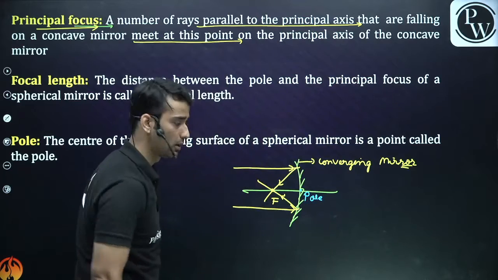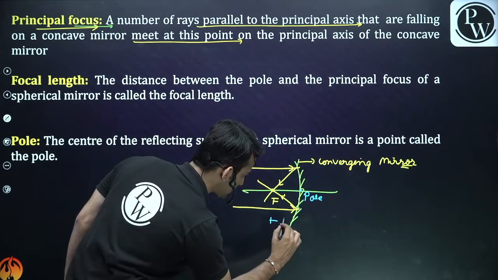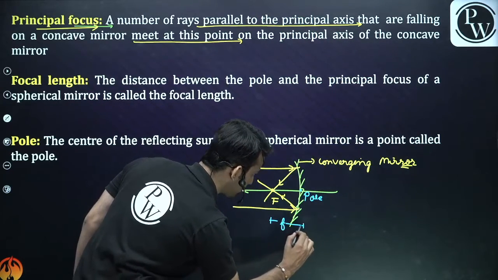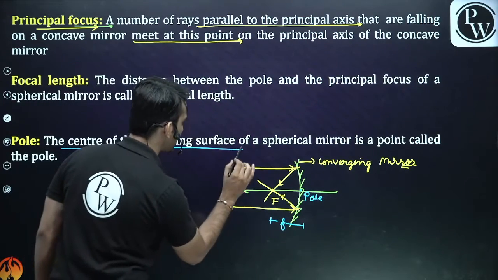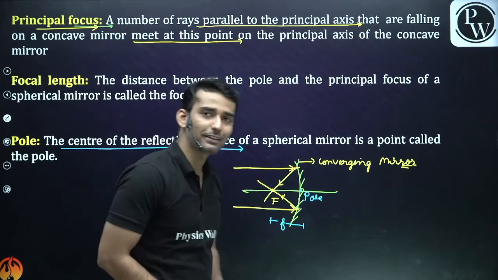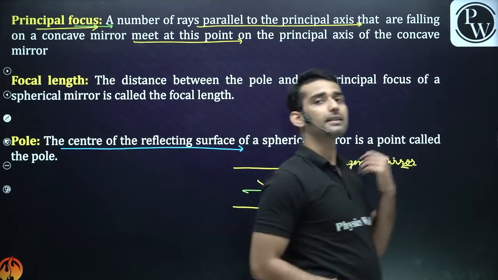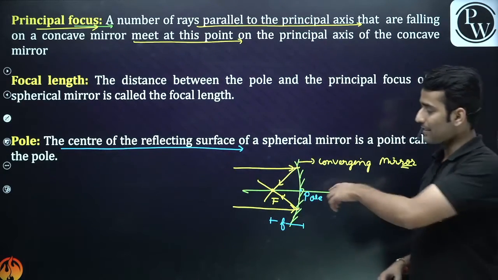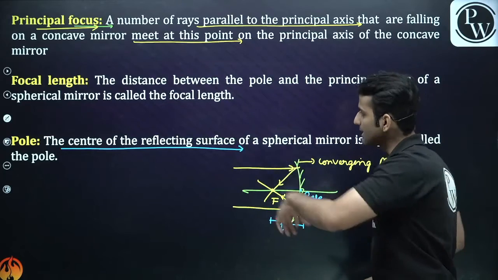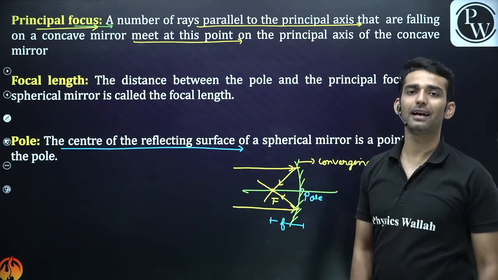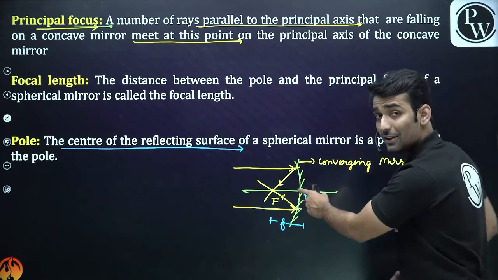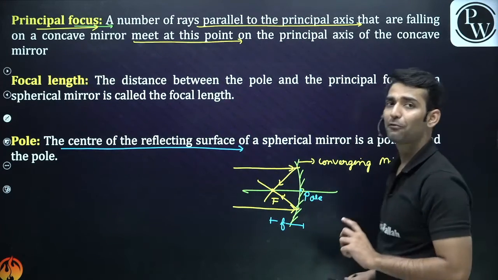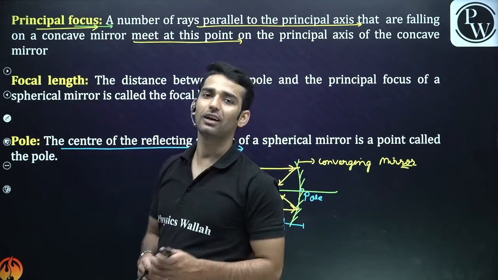This is the pole. Focal length means the distance between the focus and the pole. What is the pole? It is the center of the reflecting surface. This reflecting surface has a center, and this center is known as the pole. We denote it by capital P. Is it clear? Okay. So the distance between the pole and the principal focus is known as the focal length.